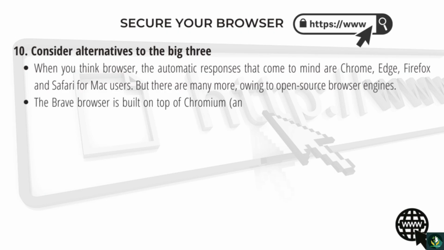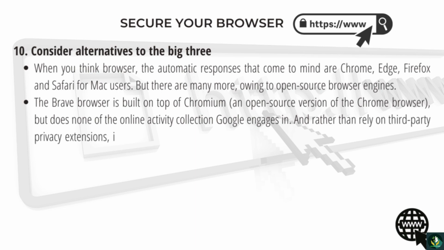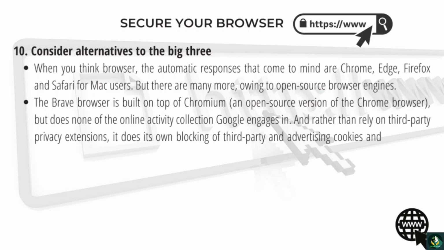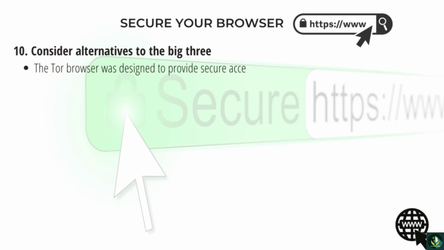The Brave browser is built on top of Chromium, an open-source version of the Chrome browser, but does none of the online activity collection Google engages in. And rather than rely on third-party privacy extensions, it does its own blocking of third-party and advertising cookies and uses HTTPS for all connections.